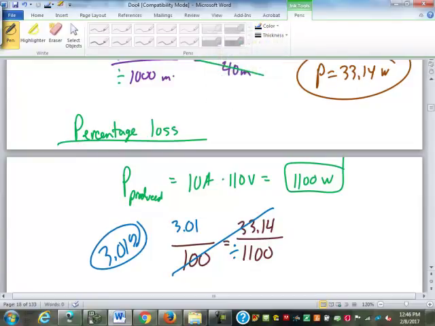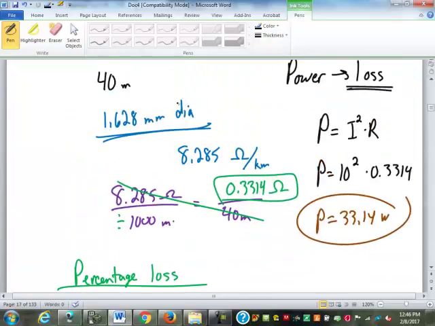Does that make sense? Any questions? Okay. So you can use that chart, and it's all about, you know, ratios. Like I said, the ohms per kilometer, just turn that into ohms per 1,000 meters. Then it's really easy to figure out the resistance in a certain length of wire.